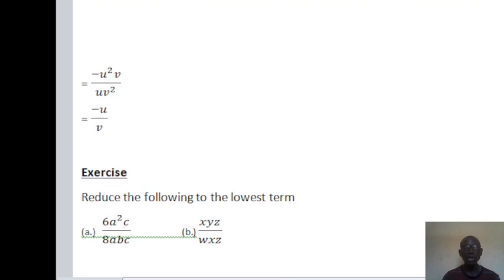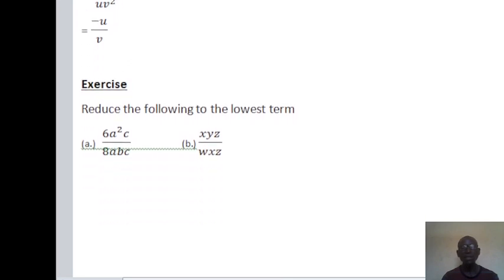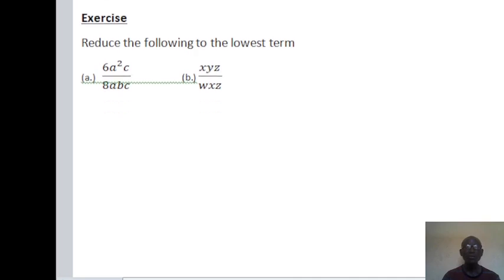In case you have difficulty comprehending it, you can still watch the clip or the video again. So I leave you here with these two exercises. You can play with them.